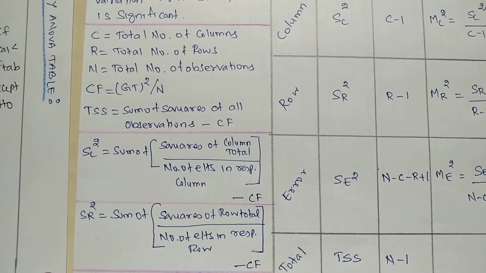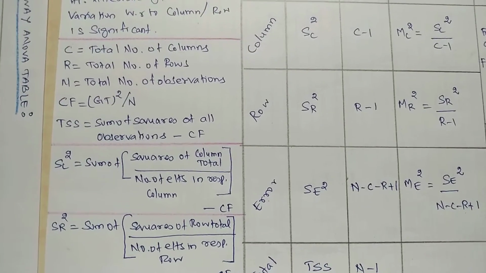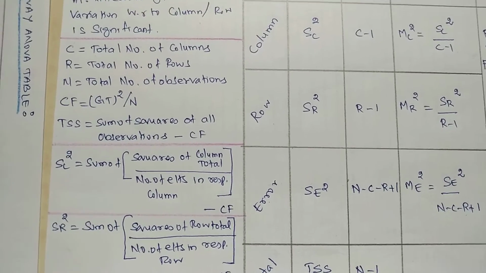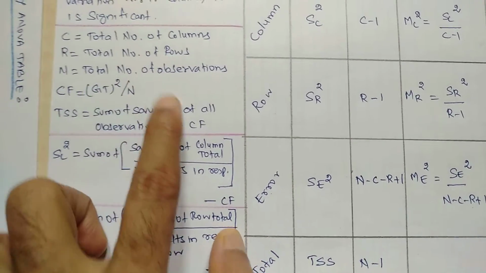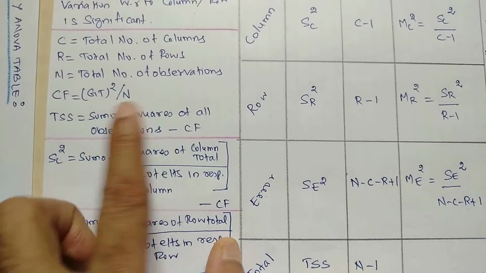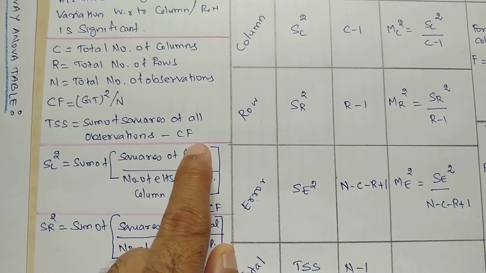In one-way classification, whatever the data they are given, we used to write in column. But here we need to write in both row and column. Based on that we have to do all this calculation. Grand total means you need to find the total of all values, square divided by N. TSS means you need to square all the values, find the sum of squares minus correction factor.